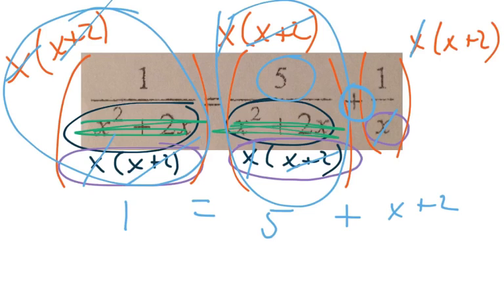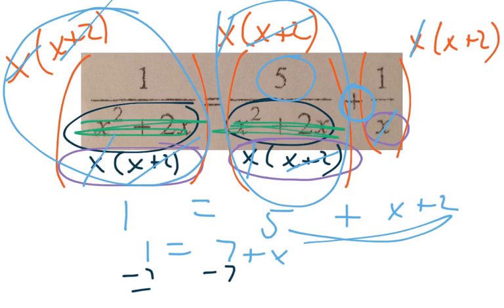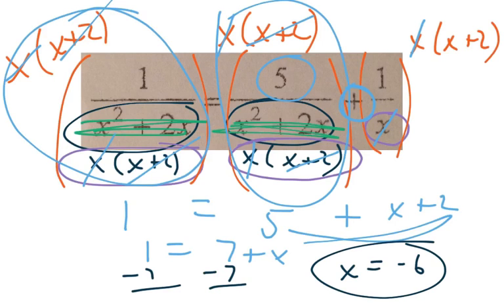And I can solve for x plus 2, or x, sorry. Let's clean it up here. 1 equals 7 plus x. All I did was combine the 5 and the 2. And if I just simply minus 7 from both sides, I know x has got to equal negative 6. So this one only had one solution. Pause the video if you need to.